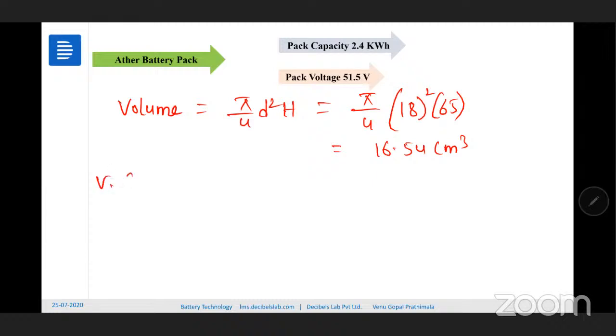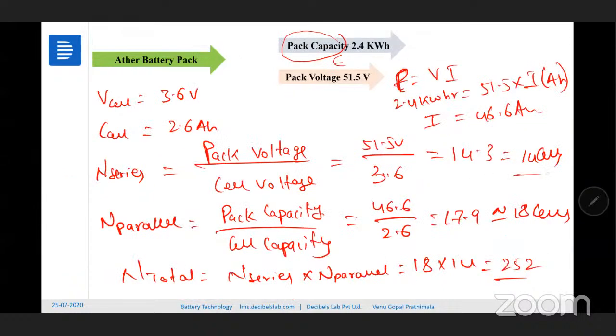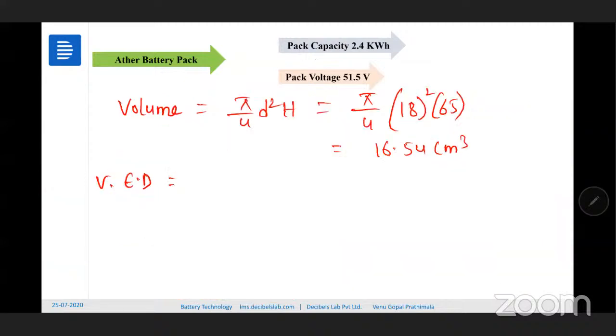So now we can calculate the volumetric energy density for the cell and for the whole battery pack. Doing it for the whole battery pack depends upon how the cells are arranged. If you observe, 14 cells were in series and 18 cells were in parallel. It will look something like this: first cell, second, third, fourth, fifth, sixth, seventh, eighth, ninth, 10, 11, 12, 13, 14. And 18 will be like this. So this is how it will look.